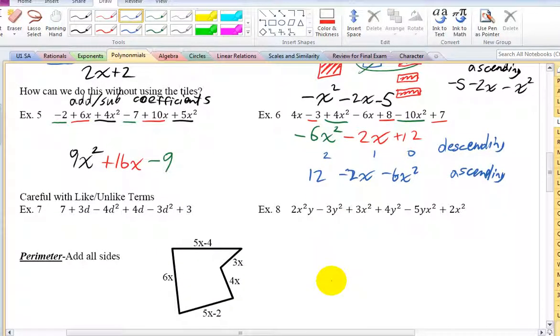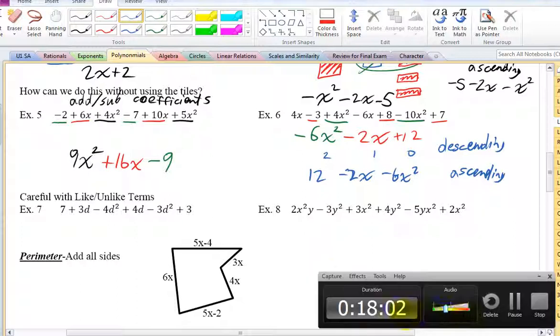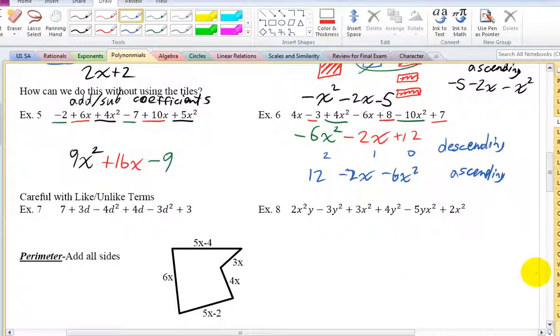Do example 7. Different letter. Not much changes though. Look at your coefficients. How many d squareds? Miranda? Good. How many d's? Dustin? Yep. How many 1 tiles? 10. How many people got that? Hands up. Awesome. You guys are experts. 8's challenging. I hope you were listening. Do number 8 now.